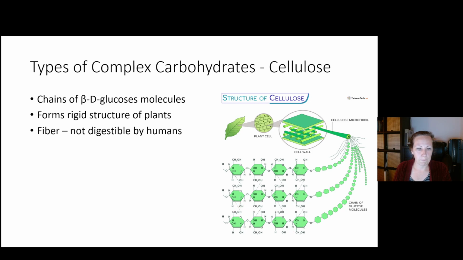What you'll see here as far as structure is the chains of beta D-glucose molecules, and there's hydrogen bonding across the chains. So you have a chain here, but in between chains, there is hydrogen bonding, so that this hydrogen here bonds with this oxygen here, for example. And that helps even further form that rigid structure of the cellulose.